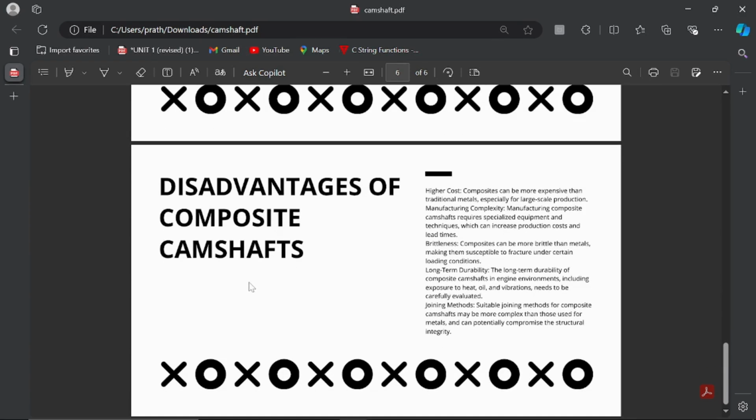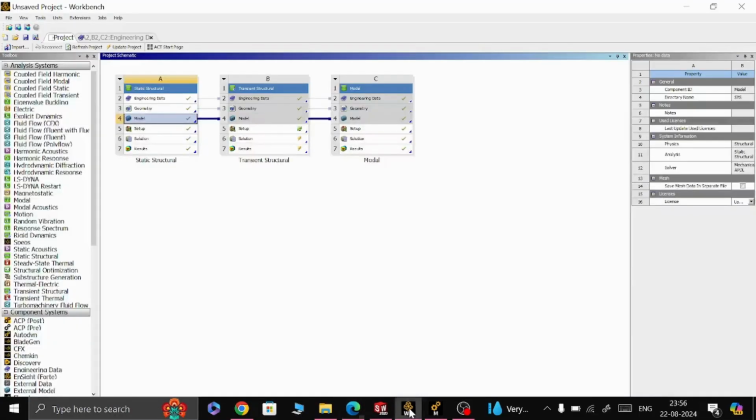What are the disadvantages of a composite camshaft? The disadvantages are higher cost. Composites can be more expensive than traditional metals, especially for large scale production. And then there is the manufacturing complexity. Manufacturing composite camshafts requires specialized equipment and techniques which can increase production cost and lead times. Then there is brittleness. Composites can be more brittle than metals, making them susceptible to fracture under certain loading conditions. So let us begin with the FE analysis of our composite camshaft.